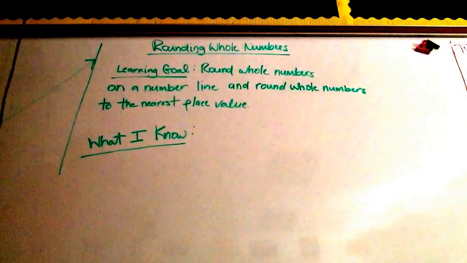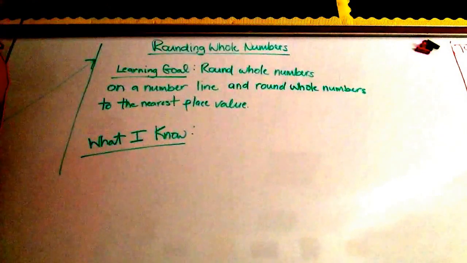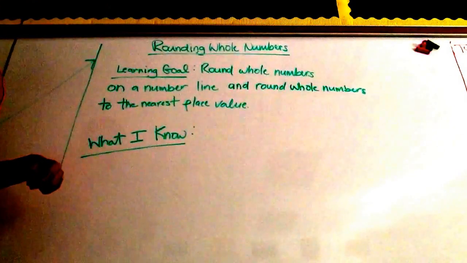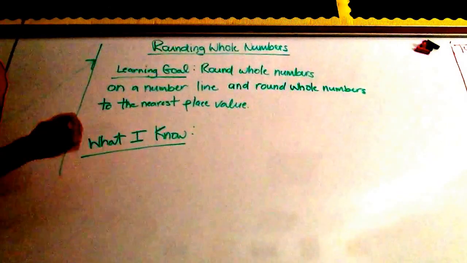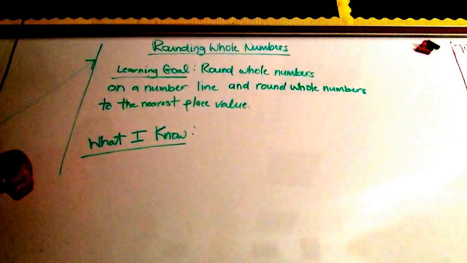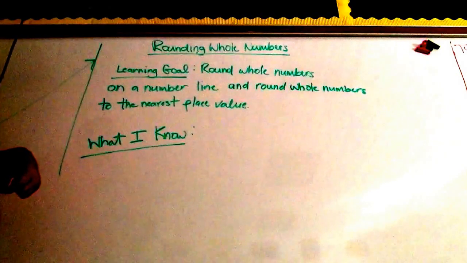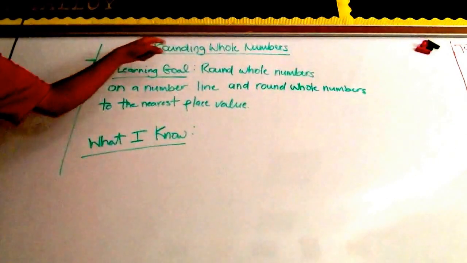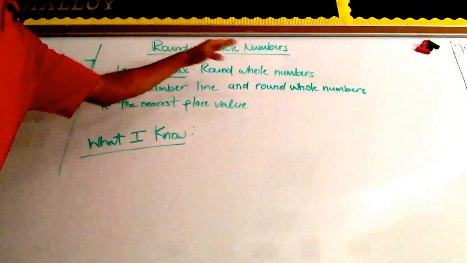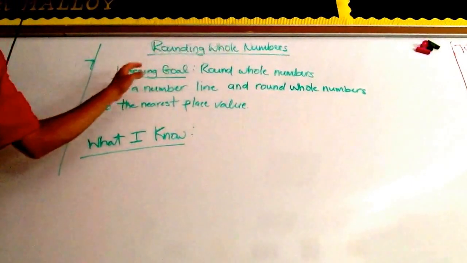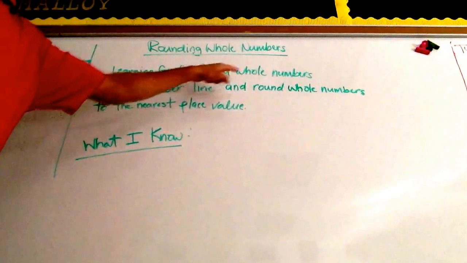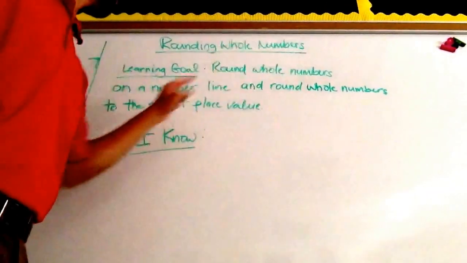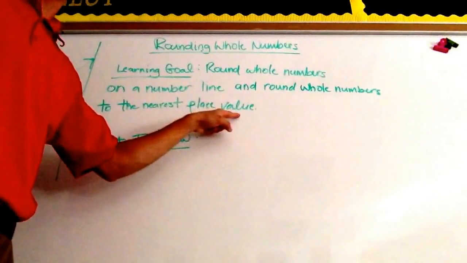Okay, in this video we're going to learn how to use a number line to help us round. But before that, if you did not get this done in class today, you need to update your note guides. So go to a fresh sheet. At the top, write "rounding whole numbers" and underline it. Our learning goal is to round whole numbers on the number line and round whole numbers to the nearest place value.